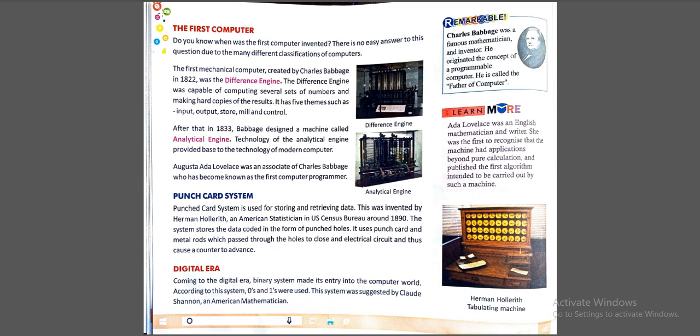Next, the first computer. The first mechanical computer, created by Charles Babbage in 1822, was the Difference Engine. The Difference Engine was capable of computing several sets of numbers and making hard copies of the results. It has 5 parts: input, output, store, mill and control.